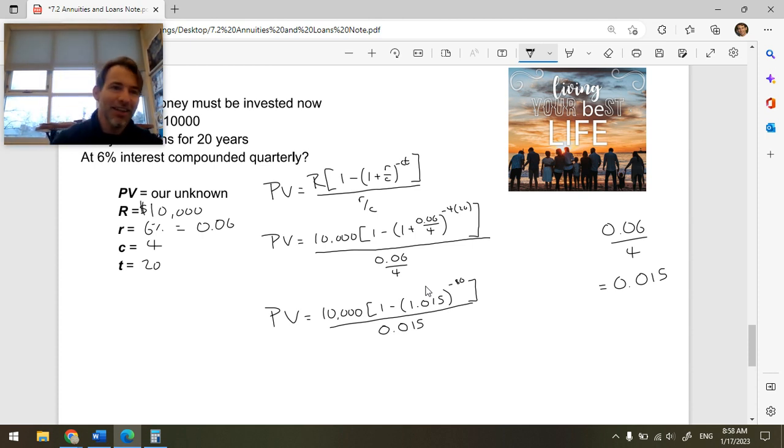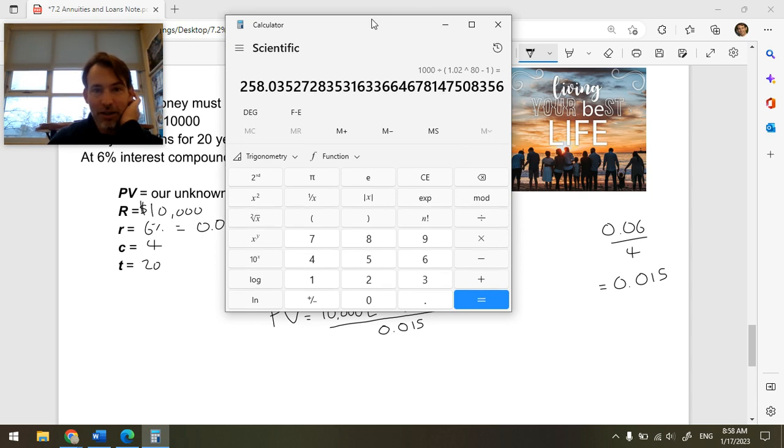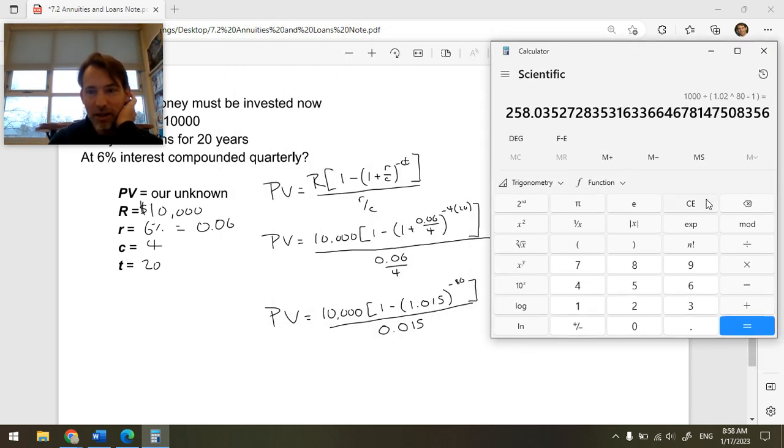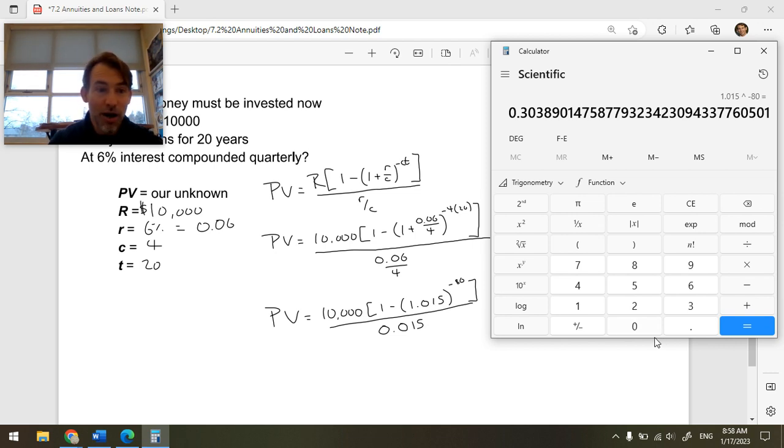Now, calculator time. Nothing left here for mental math, I'm afraid. Not at my level. So bring your calculator somewhere it's useful to you. Clear everything and start punching from inside the bracket. The first thing that we're going to do is raise 1.015 to the negative 80. There we go, 1.015 to the negative 80, and that's equal to this number. And then we're going to subtract it from 1.